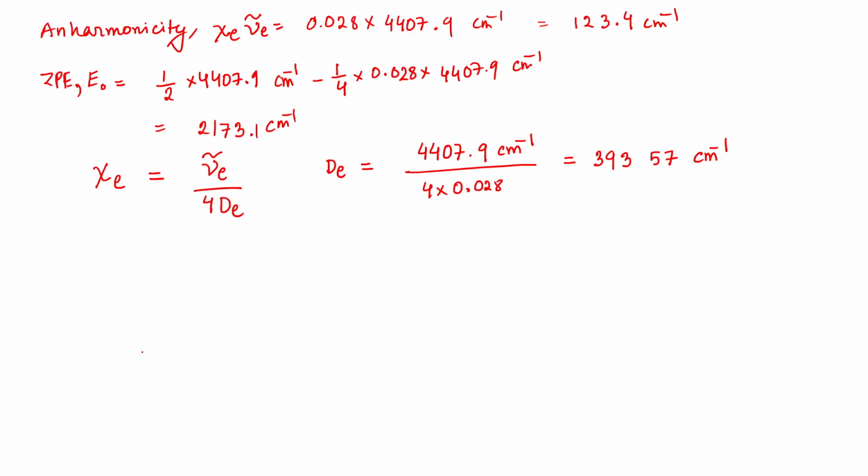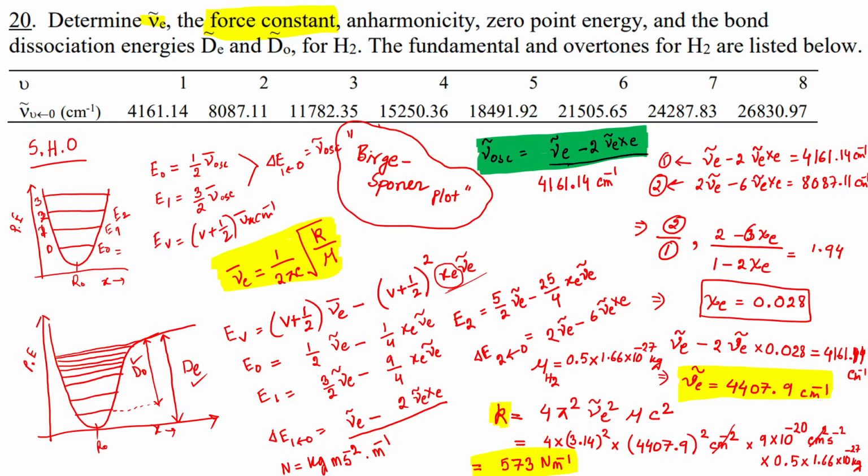Yes. It is correct right now, I hope. So this is going to be your DE. Now D0 would be DE minus E0, the zero point energy. So that would be 393.57 minus 2173.1. Let us calculate. So maybe it is something like 37184 centimeter inverse.